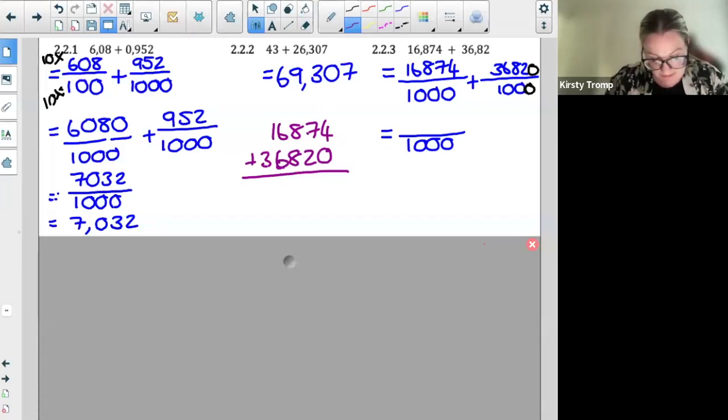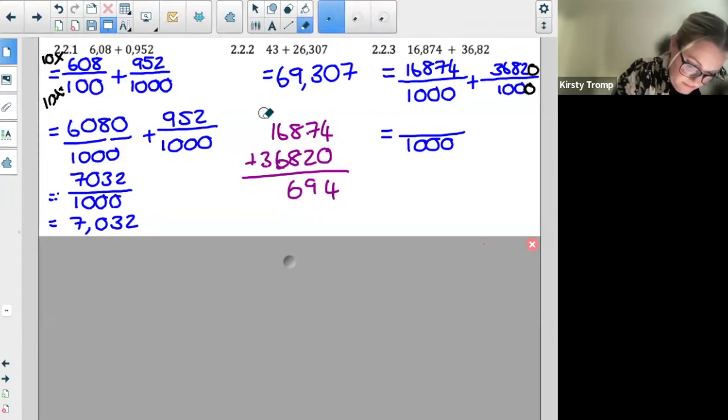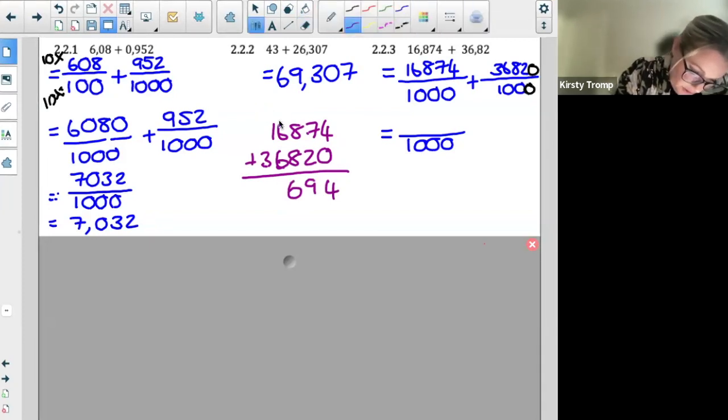You say 4 plus 0, which is 4. Then 7 plus 2, which is 9. Then you say 8 plus 8, which is 16. Then you carry over your 1. And then you say 6 plus 6, which is 12 plus 1, which is 13. Then you carry over your 1. Then you say 1 plus 1 plus 3, which is 5. Rock star.